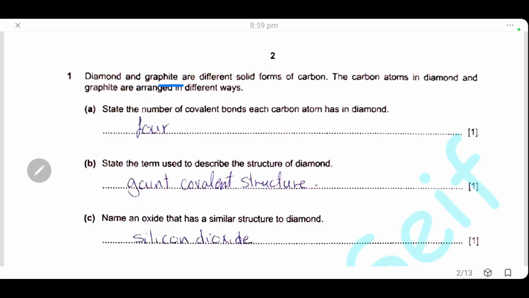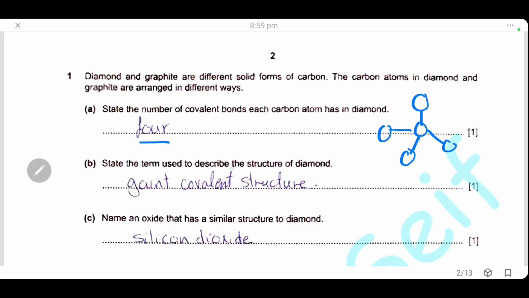Question 1. Diamond and graphite are different solid forms of carbon. The carbon atoms in diamond and graphite are arranged in different ways. State the number of covalent bonds each carbon atom has in diamond. In diamond, each carbon atom is bonded to 4 other carbon atoms, so the number of covalent bonds is 4.